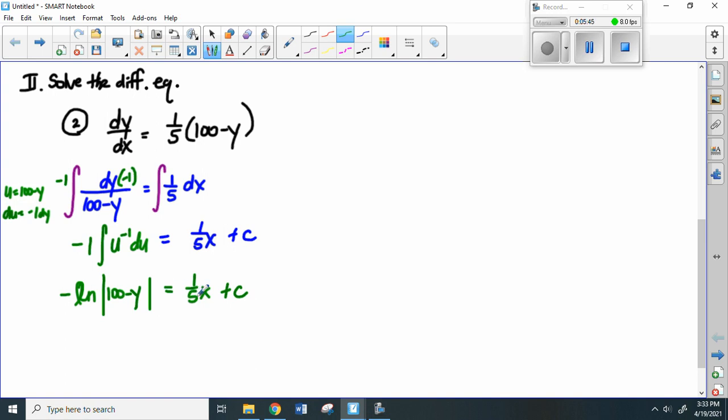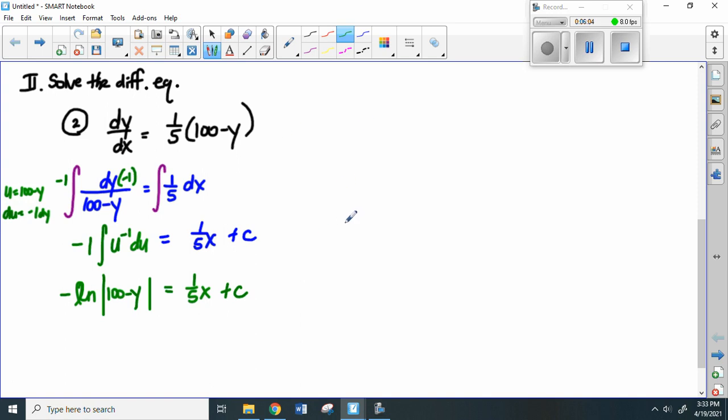Now in terms of finding a particular solution, if you were working a problem like this, I know we haven't solved for y here yet, and you wouldn't want to solve for y before you found c. You would definitely want to solve for y after you find c using whatever given information that you have.